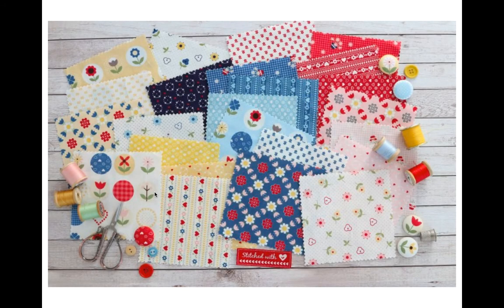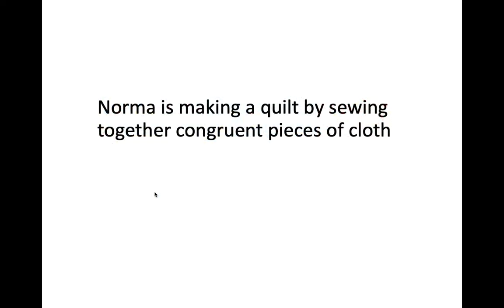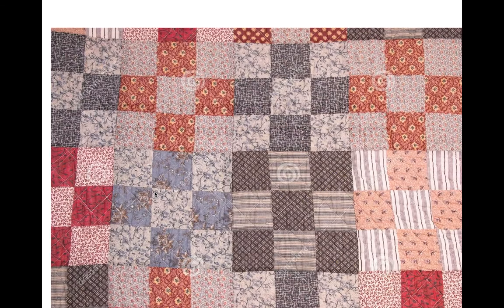Now, what we're going to be taking a look at is a situation where we're creating a quilt. Being from this part of the world, I know all of you know what a quilt is. The quilt that we're going to be looking at is a lady named Norma is actually making it. She's making a quilt by sewing together congruent pieces of cloth, and in particular, square pieces of cloth. So it's going to be a simple, square, checked quilt.